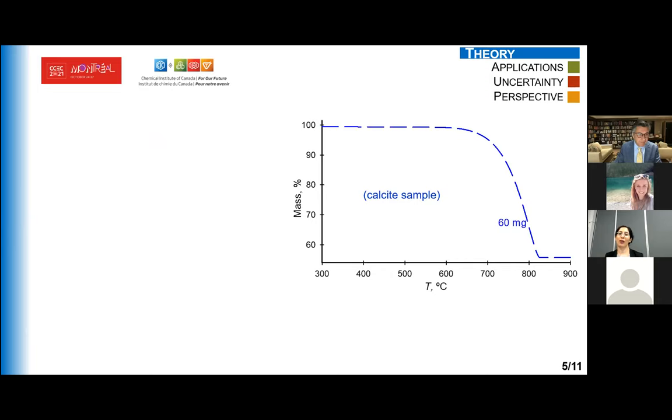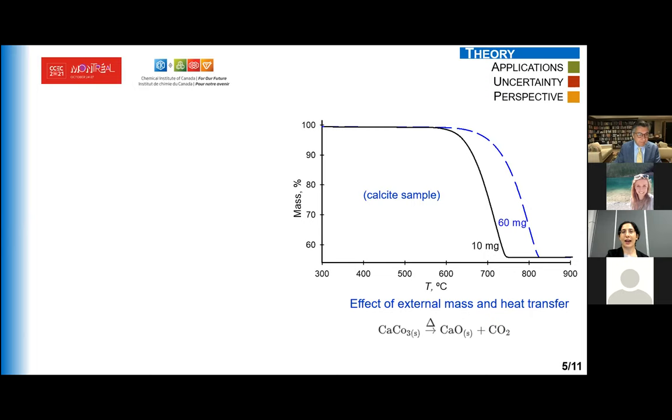Okay, you think you know everything about TGA. You go in the lab, you start testing a sample. You put a sample of 60 milligrams in your TGA. The next day you come and you do another sample and you see a deviation of 100 degrees Celsius and you have no idea what's going on. This effect is coming from external heat and mass transfer. What's happening here is that the top layers of the sample block the lower layers of the sample and prevent effective heat and mass transfer to your sample, and can make an error.